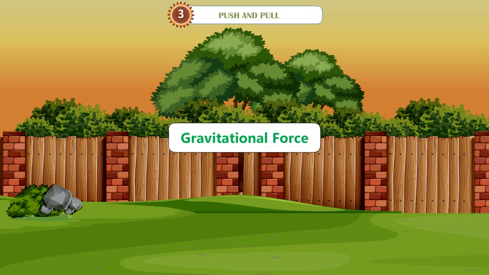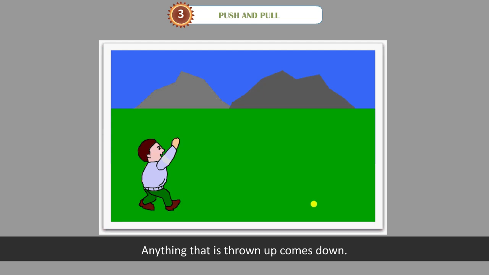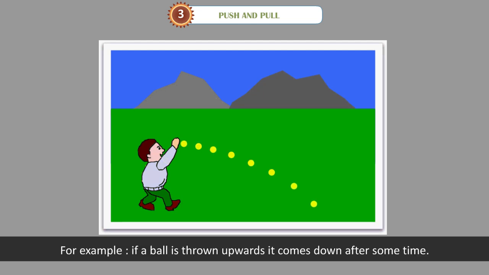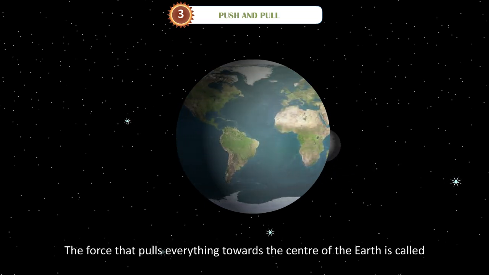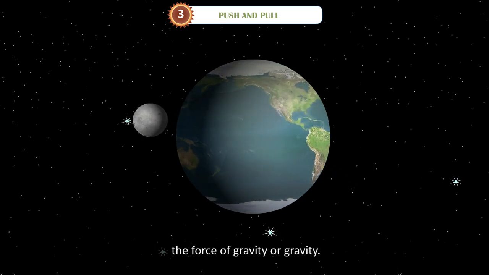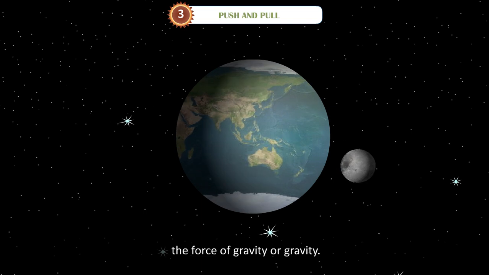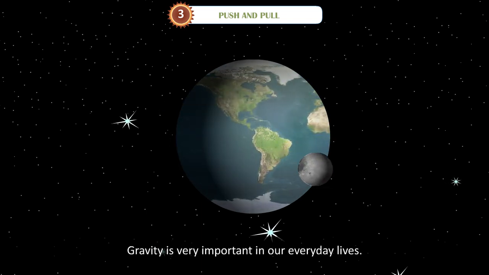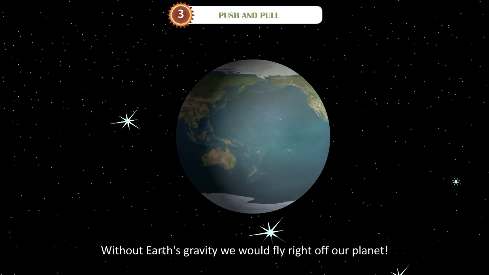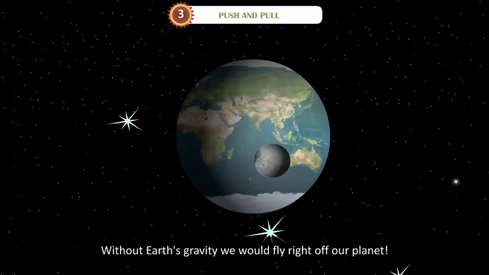Gravitational force. Anything that is thrown up comes down. For example, if a ball is thrown upwards, it comes down after some time. This happens due to a force called gravity. The force that pulls everything towards the center of the earth is called the force of gravity or gravity. Gravity is very important in our everyday lives. Without Earth's gravity, we would fly right off our planet.